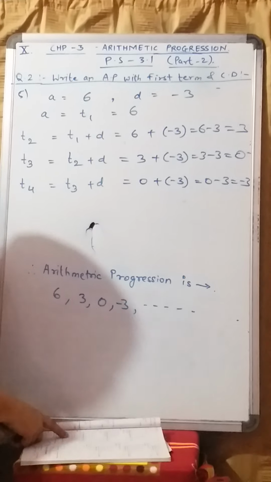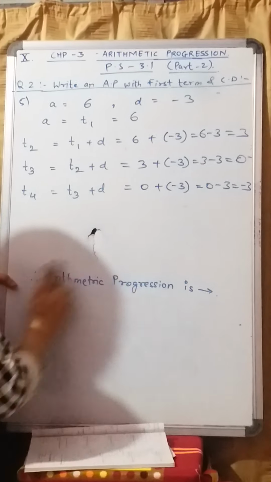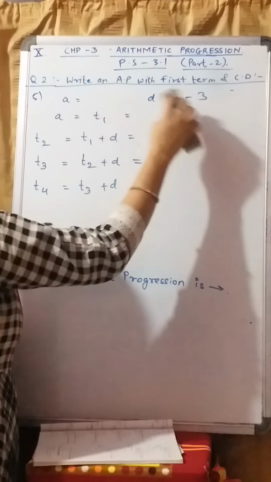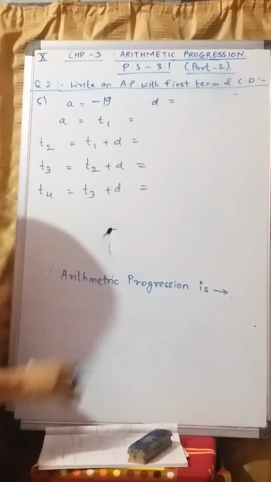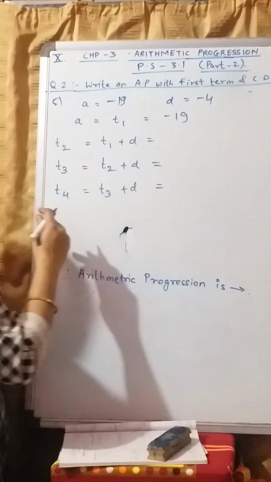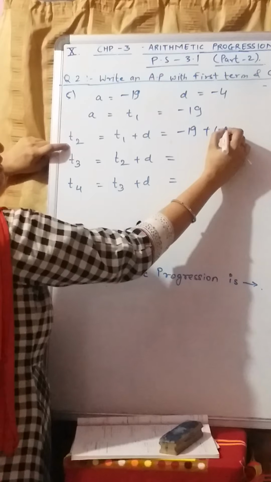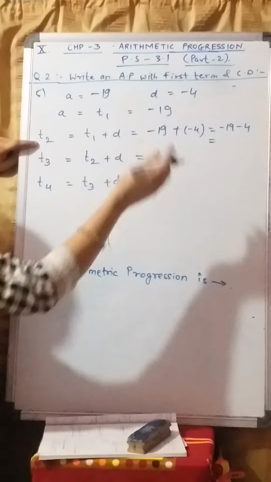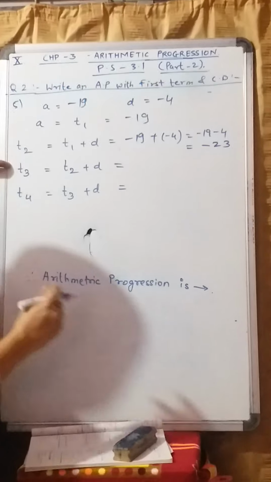And the last sum for this question, question number 6: here A is given as -19 and D is given as -4. So you got T1 as -19. What do you have to do to find T2? Just add T1 with the common difference, that is D. It is -19 -4. Minus will be plus, 19 plus 4 will be 23, and the sign will be subtraction because the greater number also has the subtraction sign.